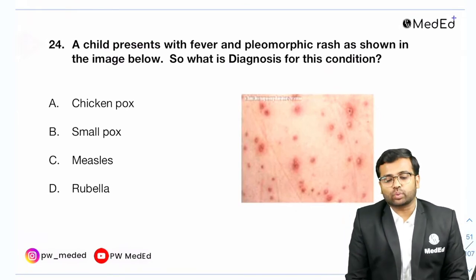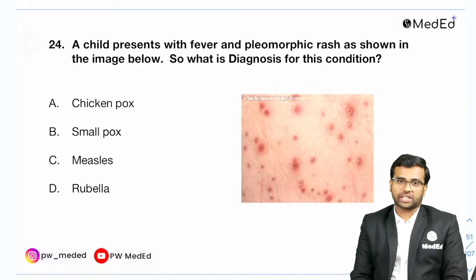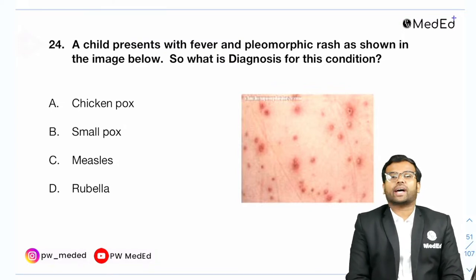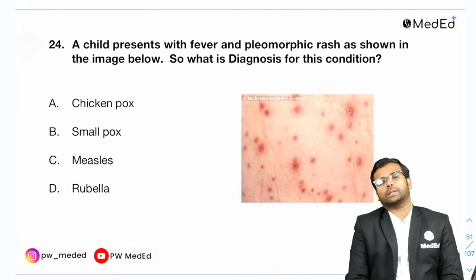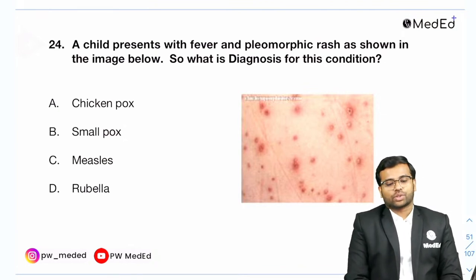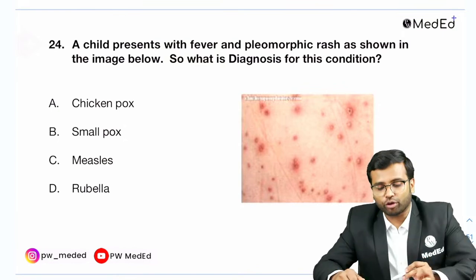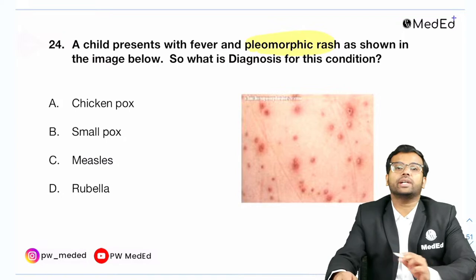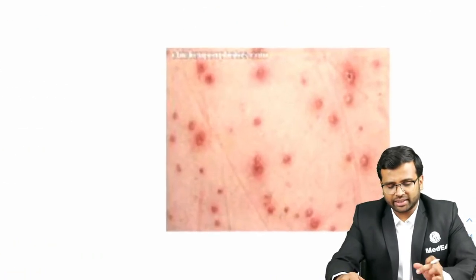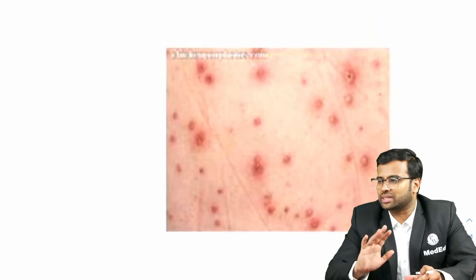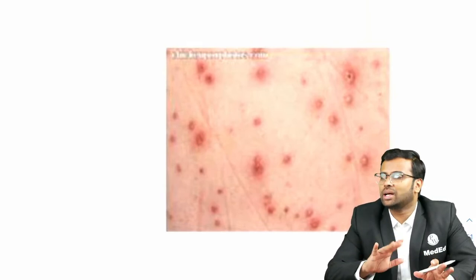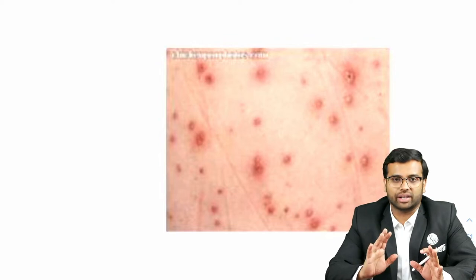A child presents with fever and pleomorphic rash as shown in this image. What is the diagnosis of this condition? So options are chickenpox, smallpox, measles and rubella. So it's just a child. The child had fever and the child had a pleomorphic rash. So pleomorphic rash is going to be your key term here. And the image is not very clear. Okay, you can make out that there may be some multiple papular or vesicular lesions, isn't it?